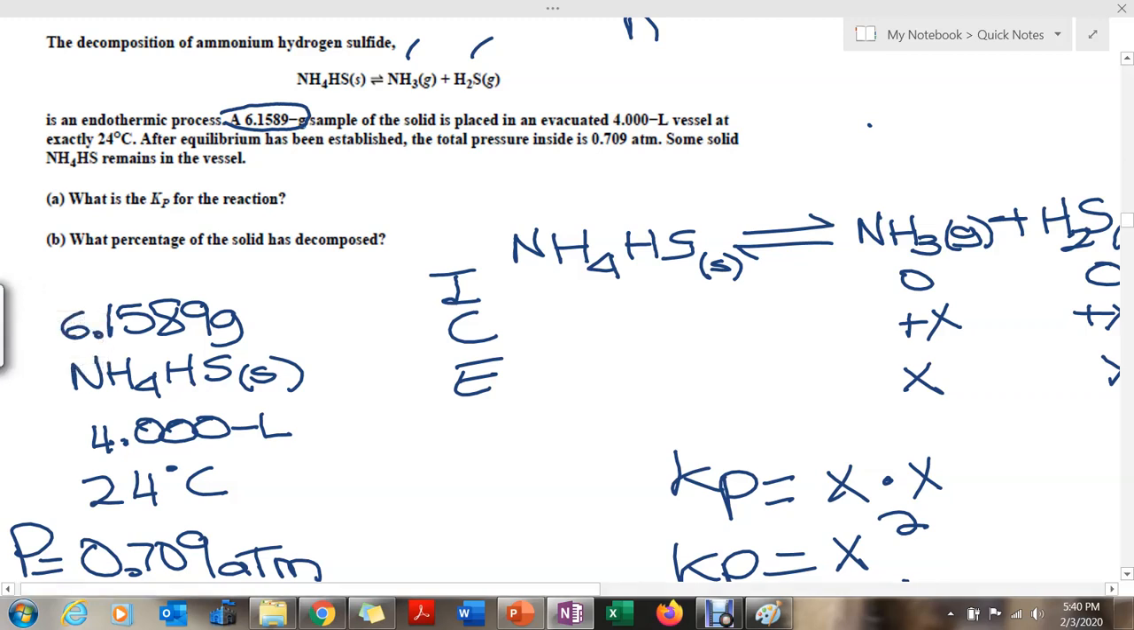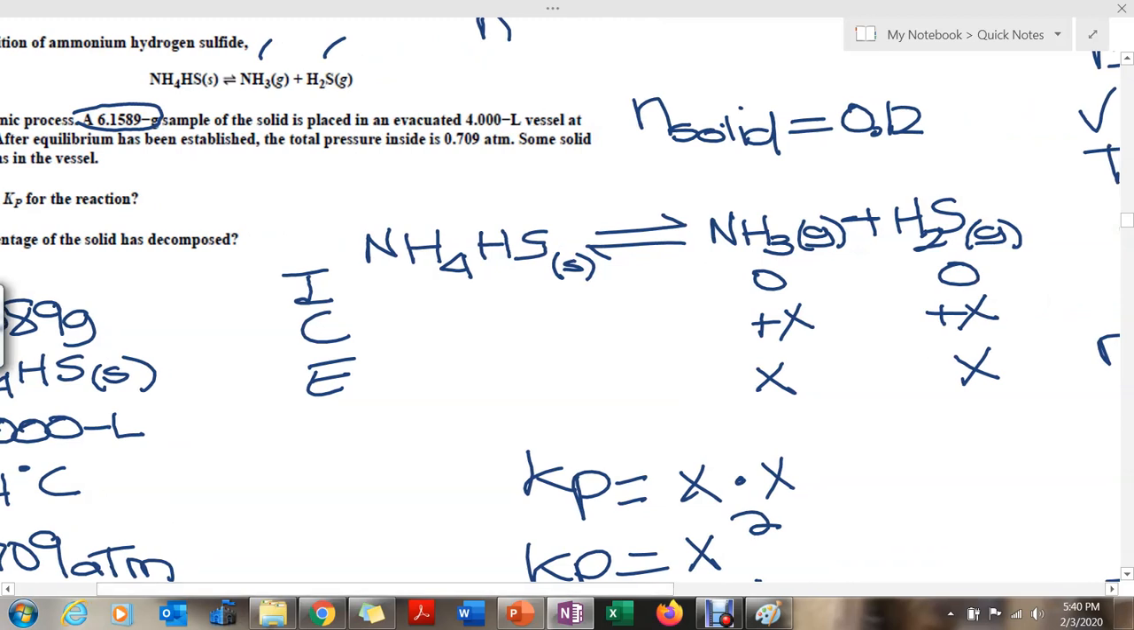Hold on, I can find the answer for that. I did it already. Divided by the molar mass, the number of moles initial of the solid would be equal to 0.1205. Where do they get it from? These are the moles of the solid, 12.05 grams, divided by the molar mass of this, 6.1589.